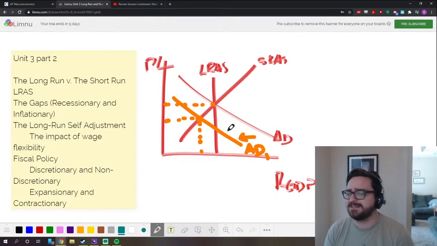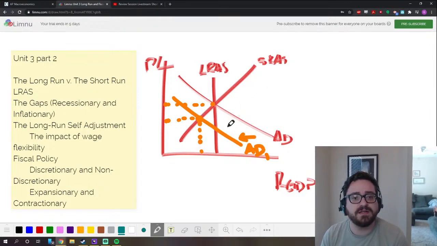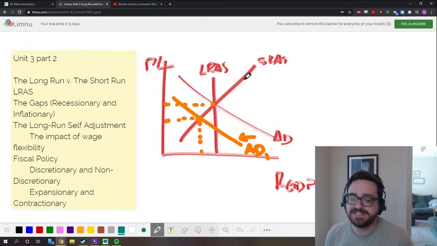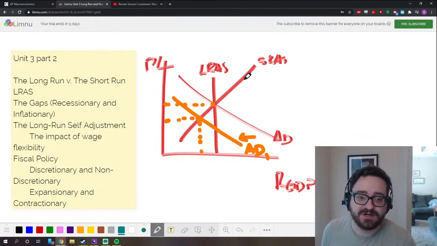That means either I technically need AD to go back or I would need SRAS to shift to the right, because that would get me to this spot, which would also work. So how to tell which line to move is that if they say no government involvement, the line that I'm going to move is SRAS. Because if the government isn't fixing the problem, when it comes to a massive economic issue, we are probably going to assume that businesses will be the ones that fix it.